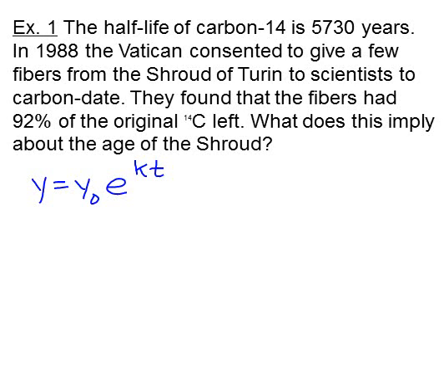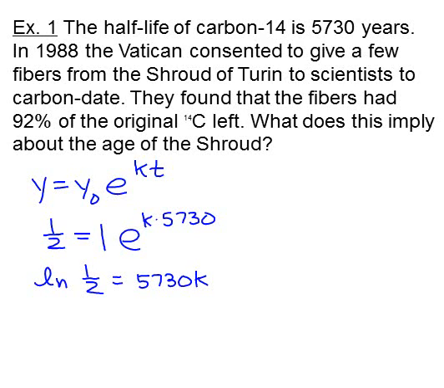Using the exponential growth model from the previous slide, substitute an initial value of 1 representing 100%, and 1/2 representing an ending amount of 50% after 5,730 years have passed. Solve this equation for the constant k. Taking the natural log of both sides, the natural log of 1/2 is equal to 5,730 years times k, and k equals the natural log of 1/2 divided by 5,730.